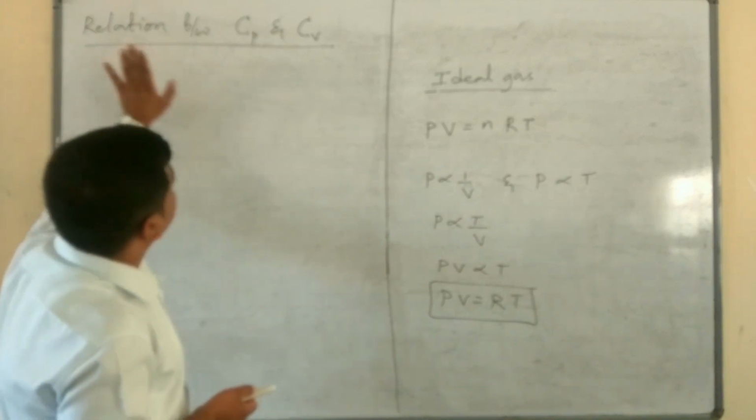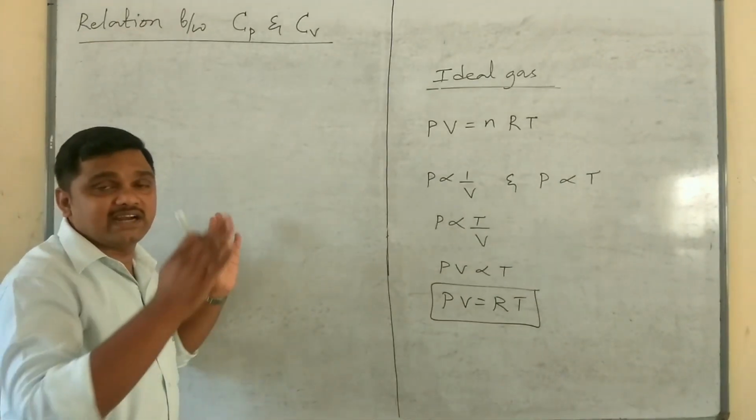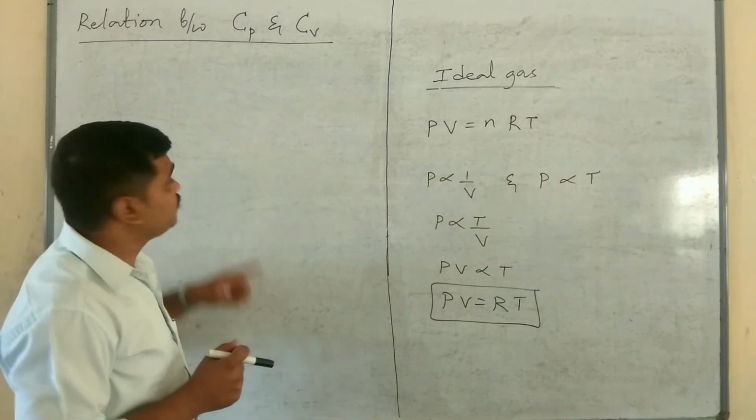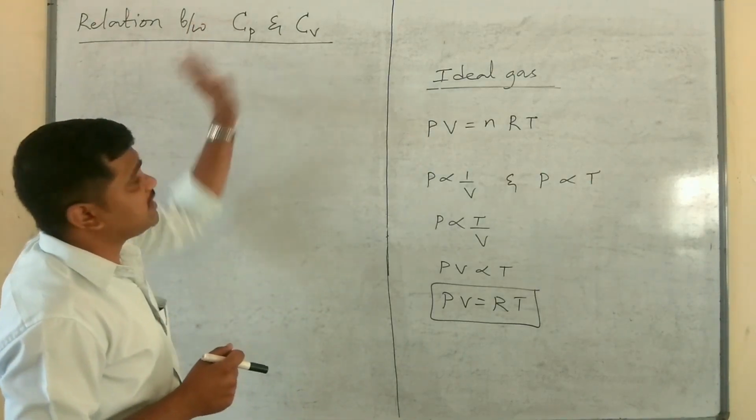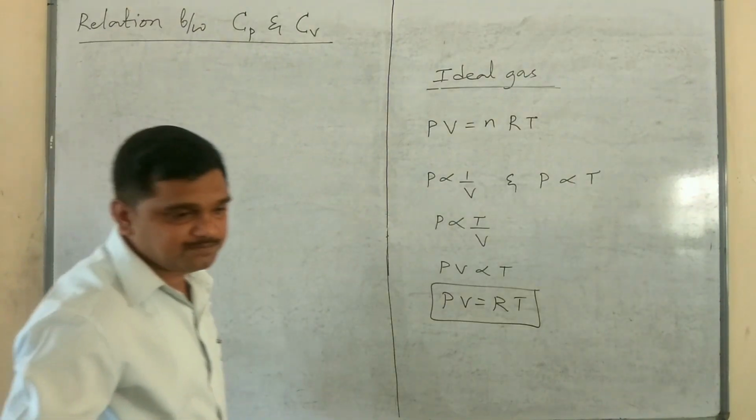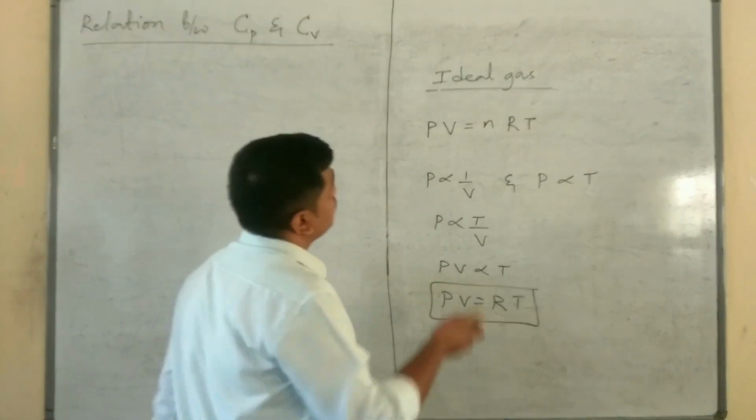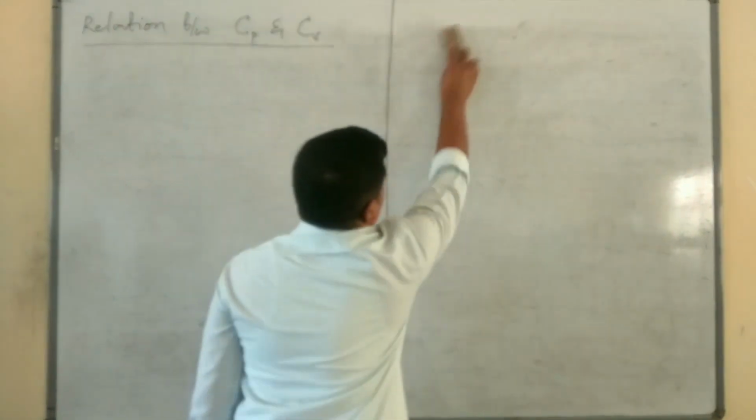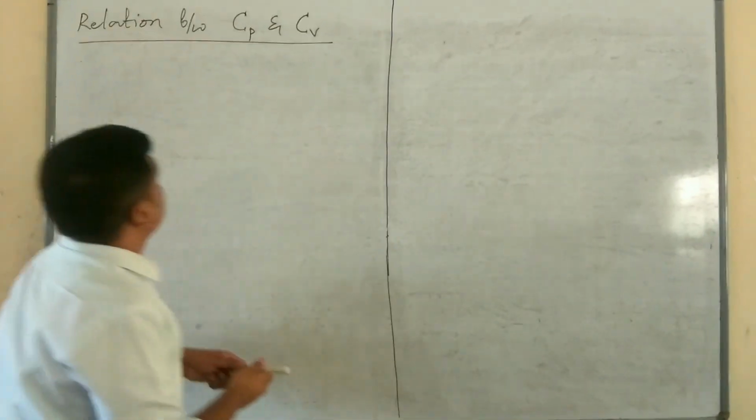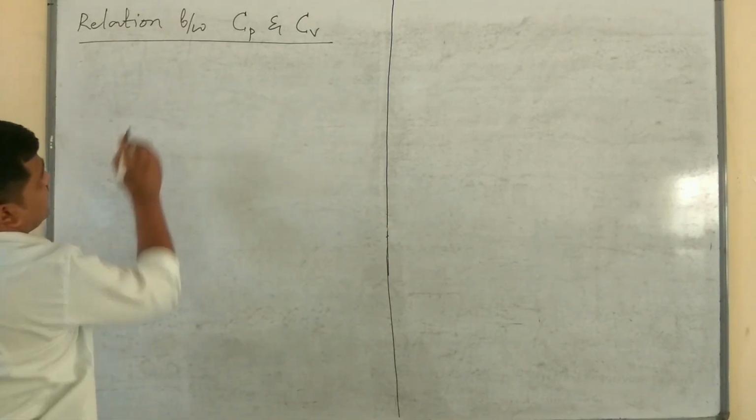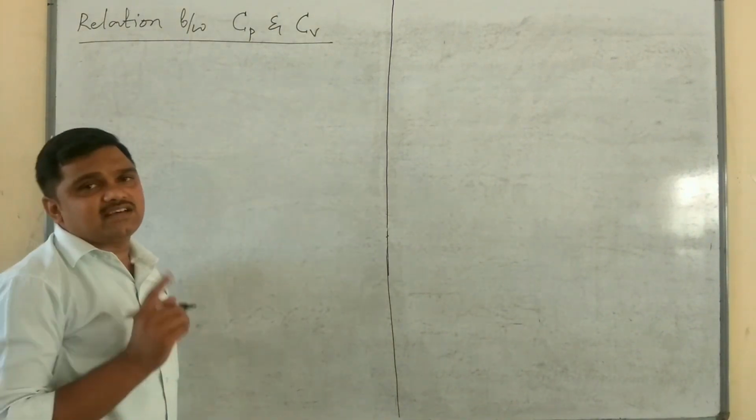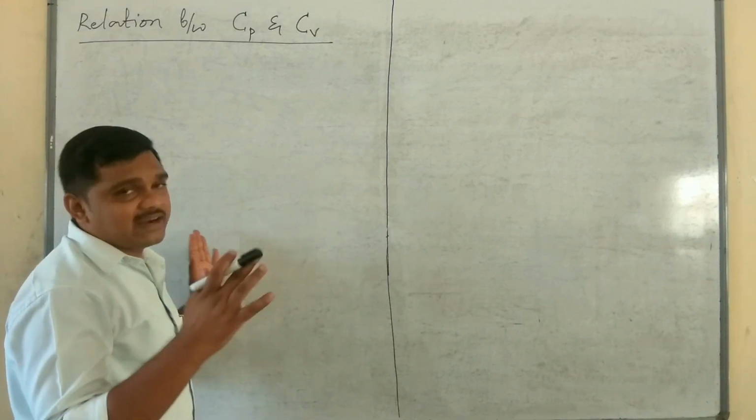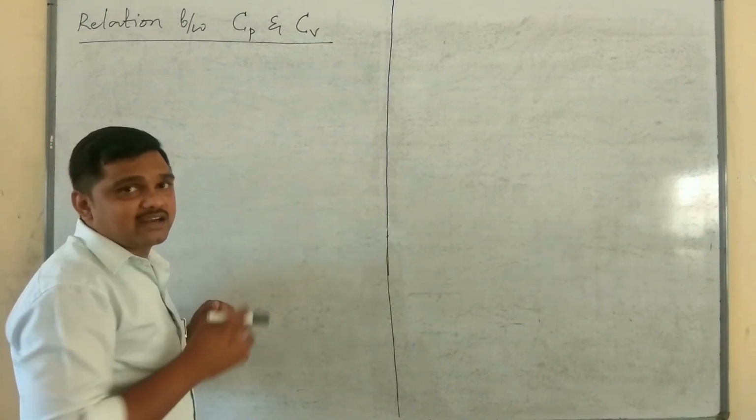Such an ideal gas I will take inside a cylinder with conducting walls and a conducting piston to explain the relation between Cp and Cv. Next, let us consider an ideal gas of 1 mole inside a cylinder with conducting walls and a conducting piston.